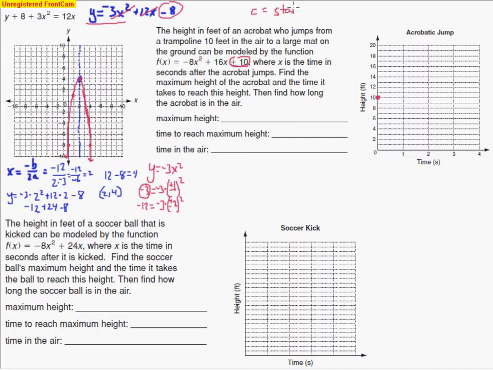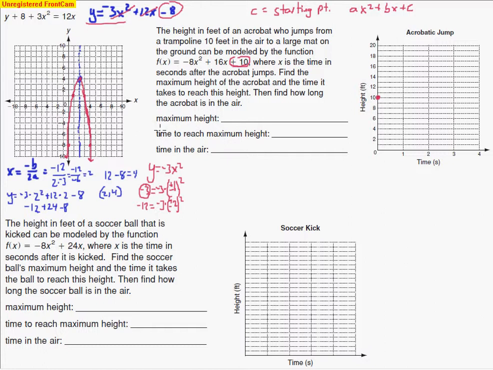And where did I get c from? Well, it's ax squared plus bx plus c. So c is the constant. It's the y-intercept. And so x is the time in seconds. Find the maximum height for the acrobat and the time it takes to reach the height. And then also we're going to find out how long the acrobat was in the air for. Well, actually, they have maximum height first, but we can't find that first. We need to find the time first.